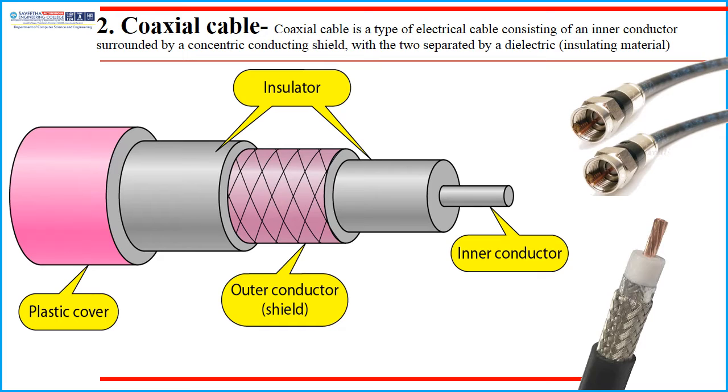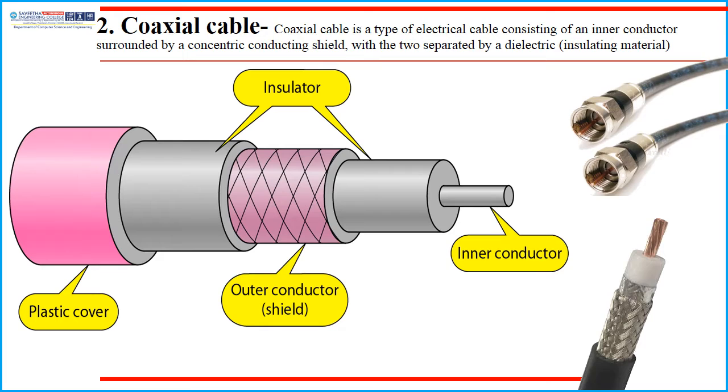A coaxial cable is a type of electrical cable consisting of an inner conductor surrounded by a concentric conducting shield, with the two separated by a dielectric or an insulating material.